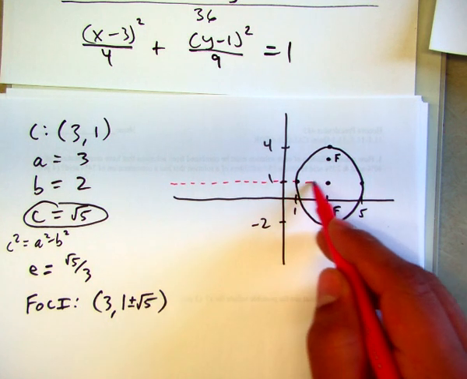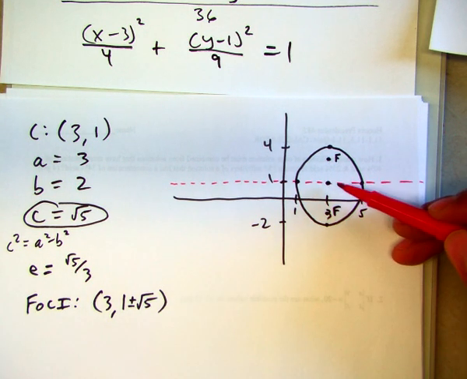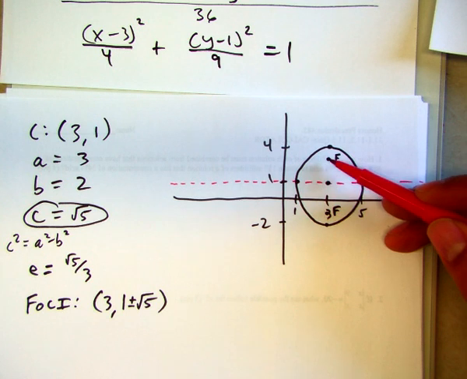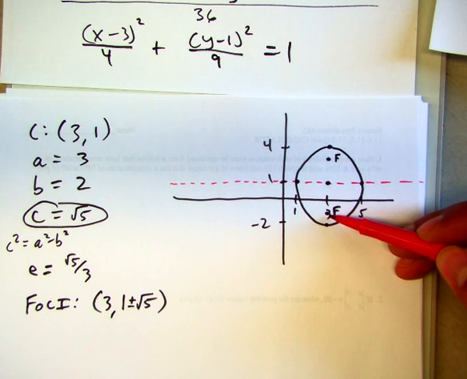Yeah, because you're adding. We started at y equals 1, and we went up root 5 and down root 5 to get to the focus. We didn't start at the focus. We start at the center. Okay?